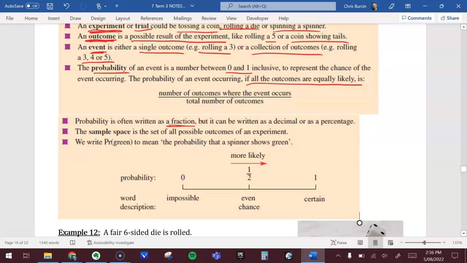Probability is written as a fraction. It can be written as a decimal, and it can be written as a percentage. You might have heard this if there's a 50% chance of rain. That's the probability that it will rain.